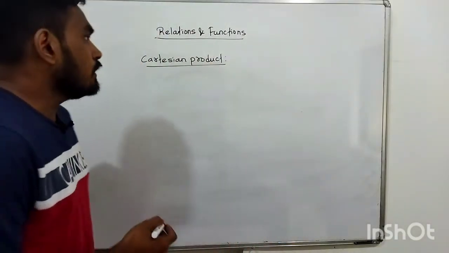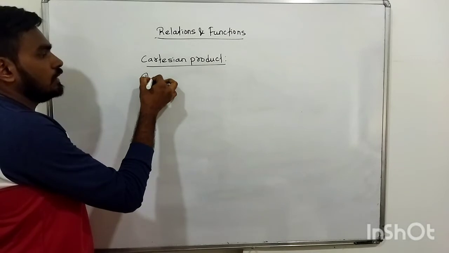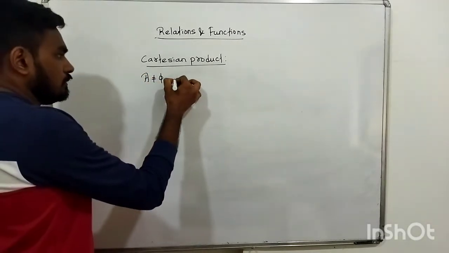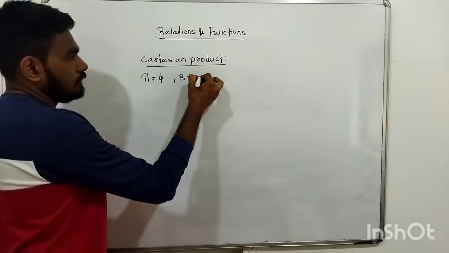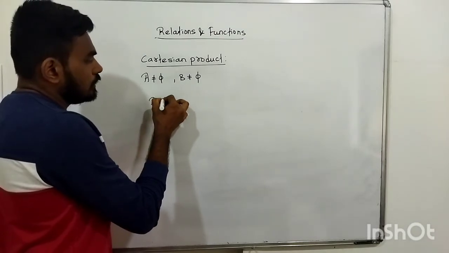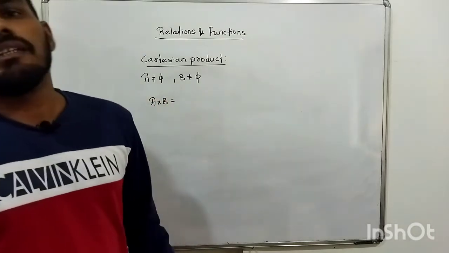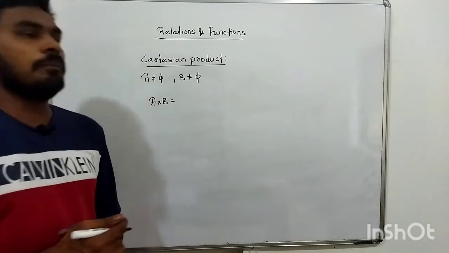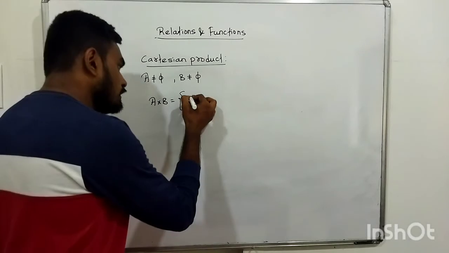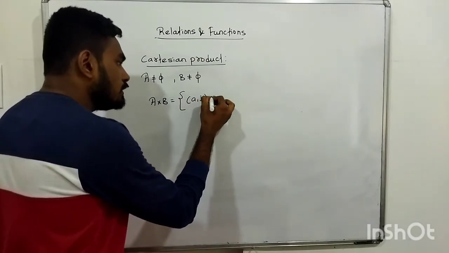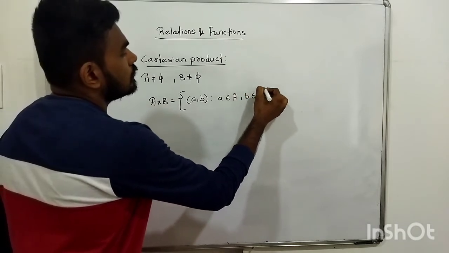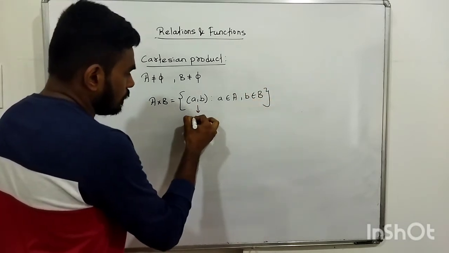So if you have any two non-empty sets, meaning they are not equal to an empty set, then the Cartesian product A cross B is the set of all ordered pairs of elements of A and B. We write it as (a, b), such that a belongs to A and b belongs to B. This is called an ordered pair.